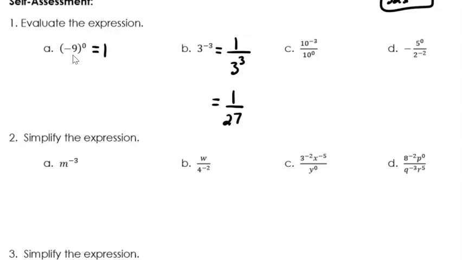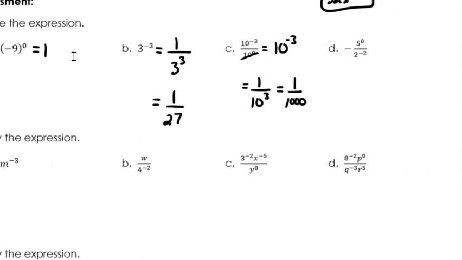Okay, on this one, first of all, 10 to the 0 power is 1. Anything to the 0 power is just 1. So you have 10 to the -3rd. The -3 power will bring it down to the denominator. And once you move it down, remember, it turns positive. So 1/10 to the 3rd, or I happen to know that 10 to the 3rd is 1,000. So 1/1,000.